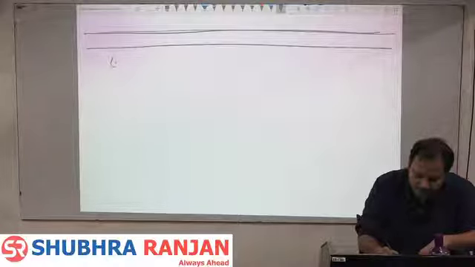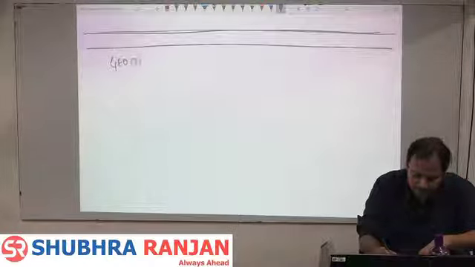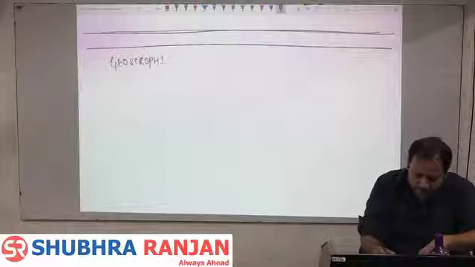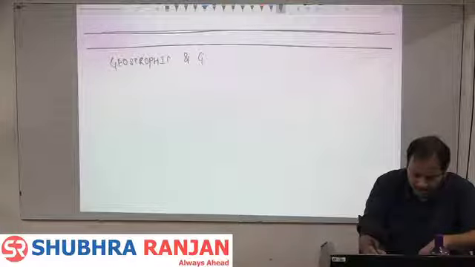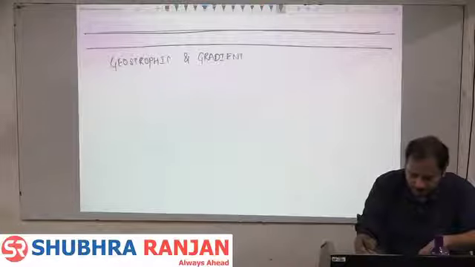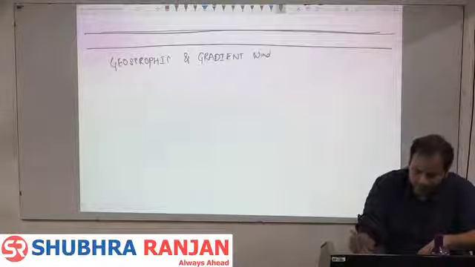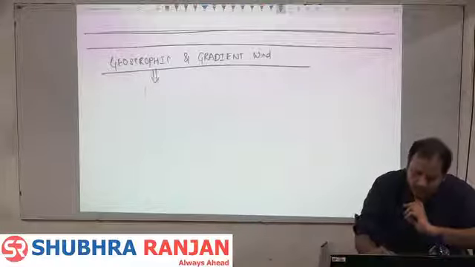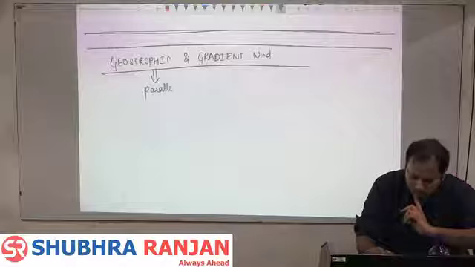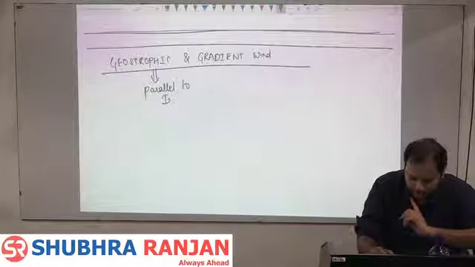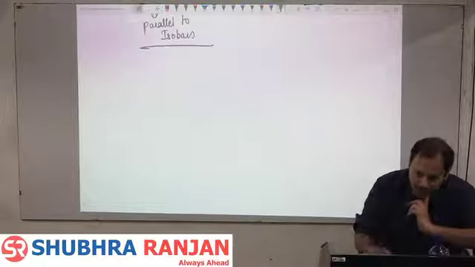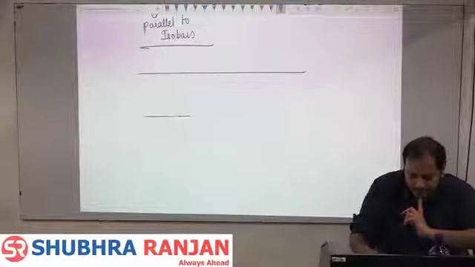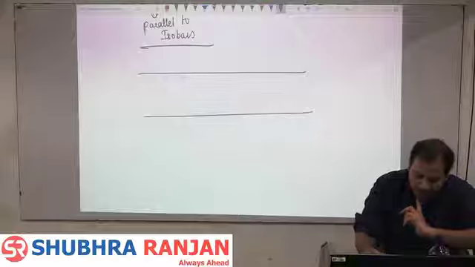And we will now do the geostrophic and gradient wind. As I've already told you, geostrophic wind is the wind that flows parallel to the isobars. Geostrophic wind is that wind in which the speed of the wind is so high. So there are two forces which are acting.